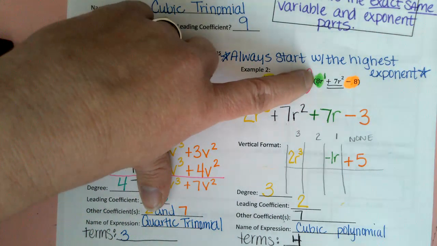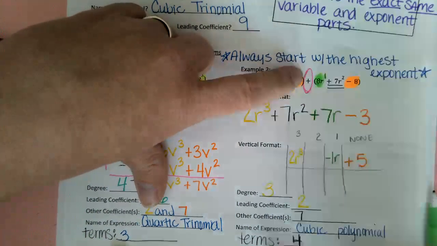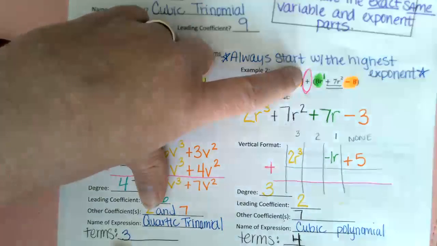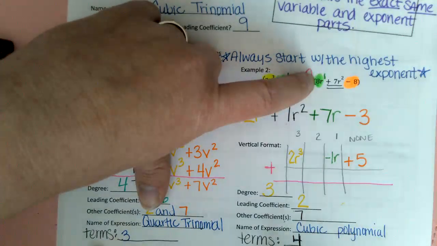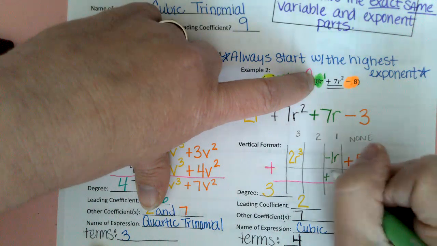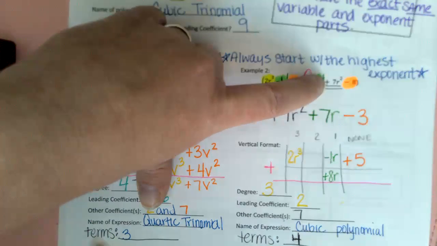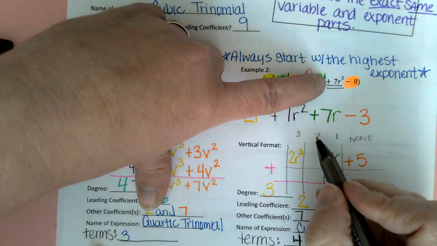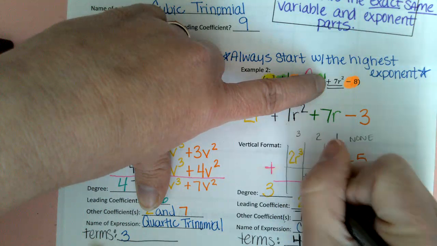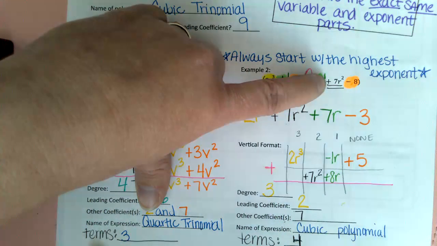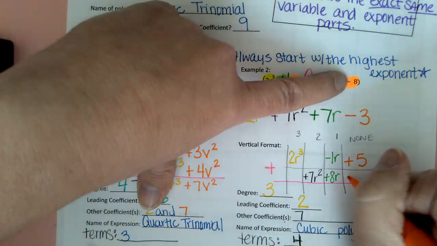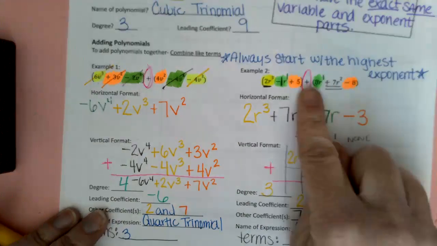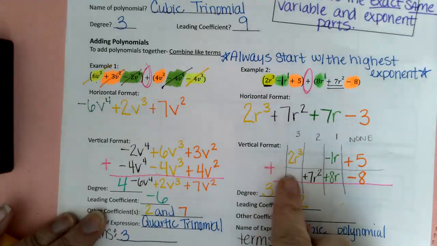Let's look at the next trinomial. We had a plus sign, first of all. We're going to put that plus sign in there. Now, it said 8r, so that means that's a positive 8r. And then you have this plus 7r squared, so it's got to go in the 2 column. So plus 7r squared. And then you have a negative 8 in your constant column. Notice we didn't have any yellows on this side over here. That's why there's nothing in that box.